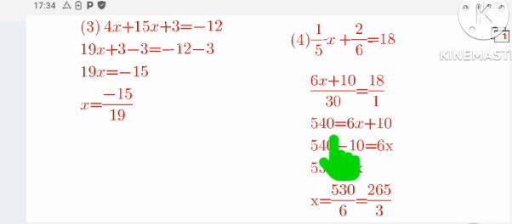You can see what we have here. So 30 times 18 will give you 540, and 6x plus 10 times 1 will give you what? 6x plus 10. Now you can see after cross multiplying, we have what? The dependent variable on the right hand side plus 10, and the number is on the left hand side. This does not mean it is not the same thing.